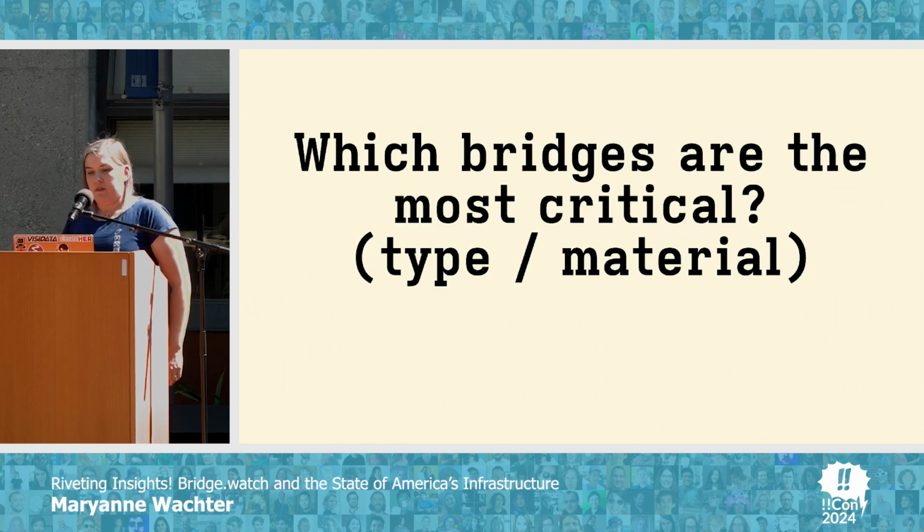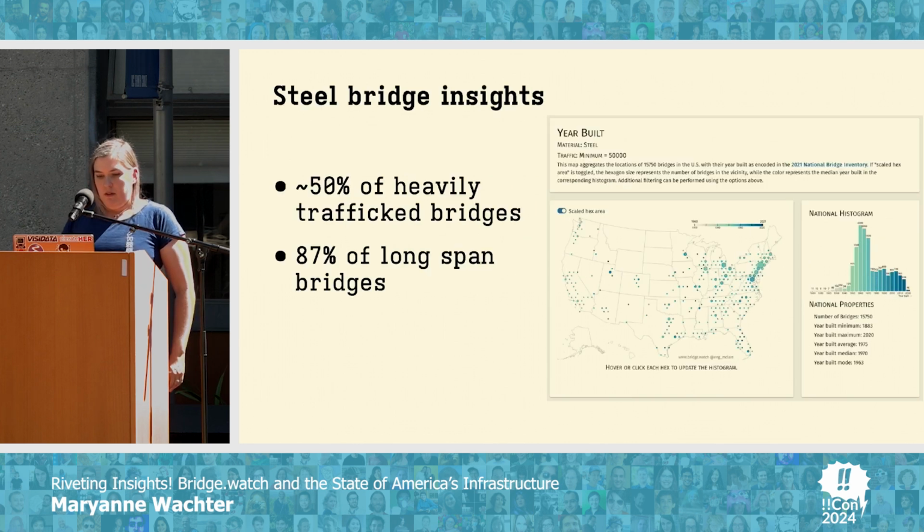Also, what bridges are the most critical? Like what types of bridges and what material? So I still ended up looking more into steel bridges, and I focused on steel bridges because about half of the most heavily trafficked bridges in the US, those that have more than 50,000 cars on them per day, are steel. The other interesting thing is that most long span bridges are also steel, 87%.